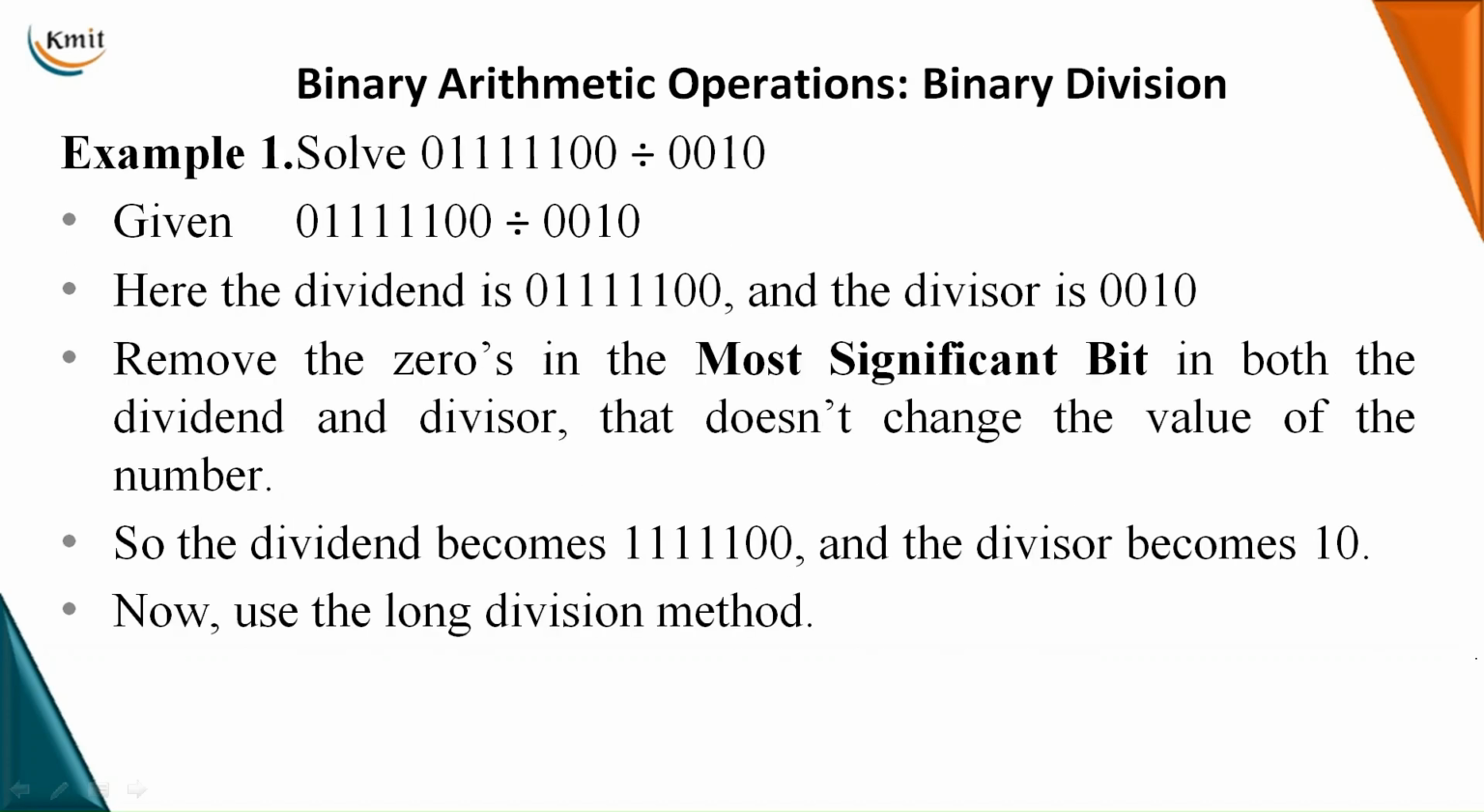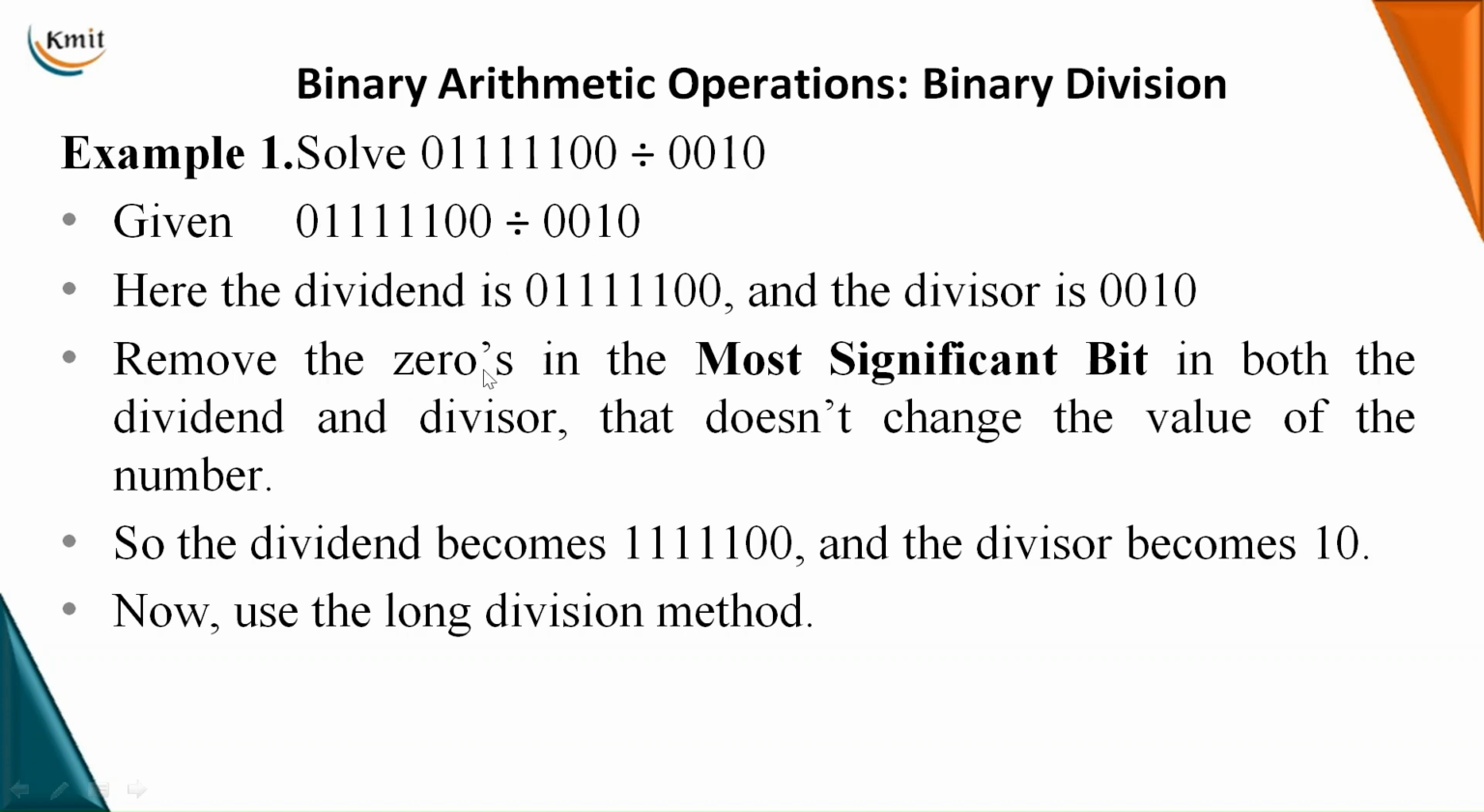If you see, say for example, I want to divide a binary number 01111100 by 0010. Here one is called the dividend and the other is called the divisor. So the dividend here is 01111100. This is your dividend and this is your divisor.